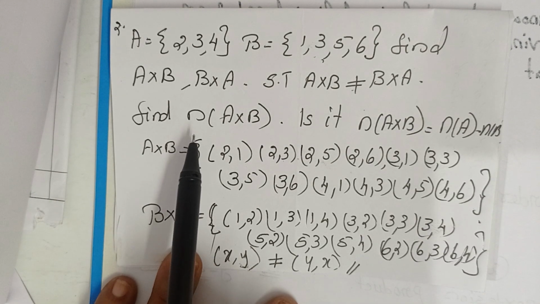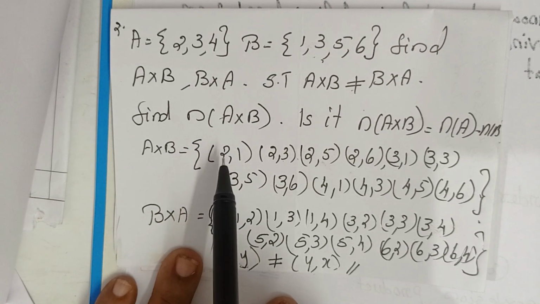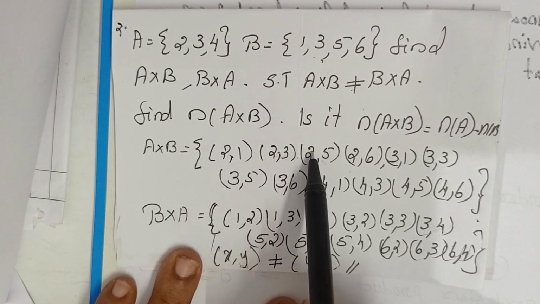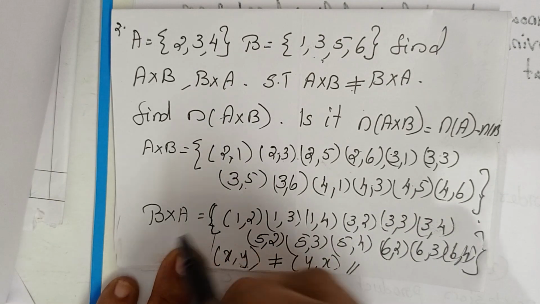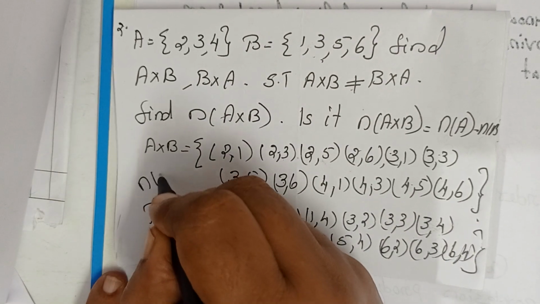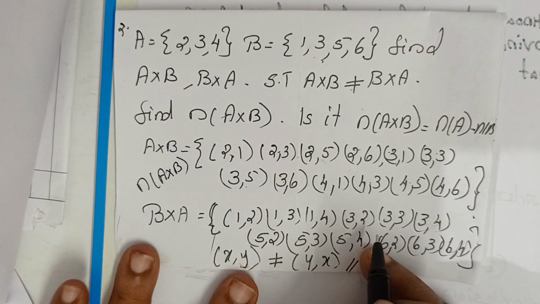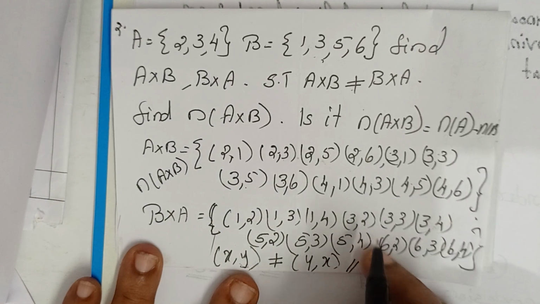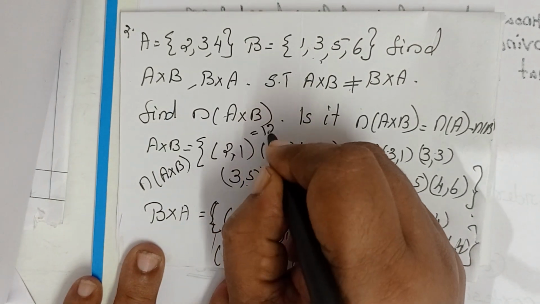Then, can you say what is n of A cross B? Count n of A cross B. 1, 2, 3, 4, 5, 6, 7, 8, 9, 10, 11, 12. 12 members are in A cross B. Isn't it? And you know that our aim is to find n of A cross B. Here you know that the answer is 12.